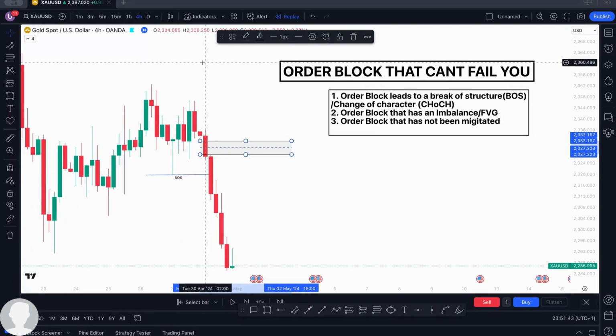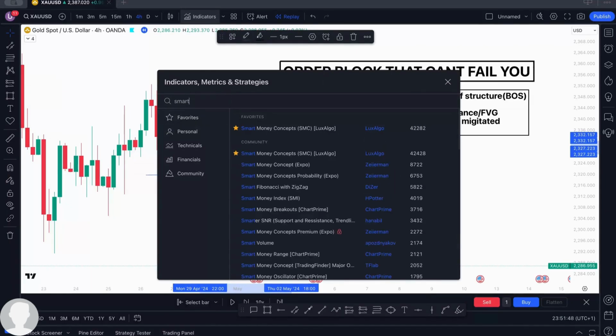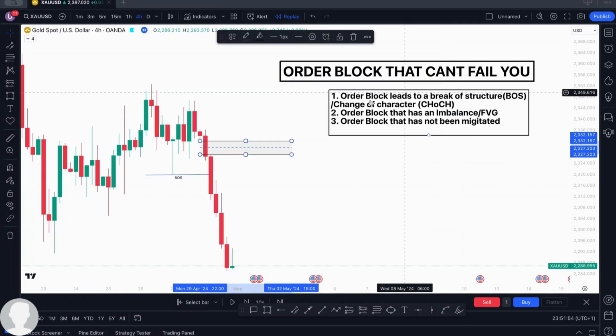But if you're having issues with structure, you can come to your indicators and put in Smart Money Concepts by LuxAlgo. This will help you know the way to mark your structure and also see some fair value gaps around the chart. Now, this is how you know your fair value gap is a three candle sequence. You count the candle sequence.